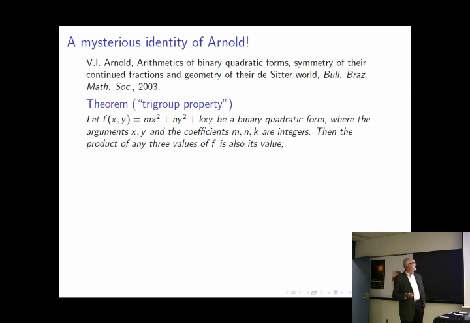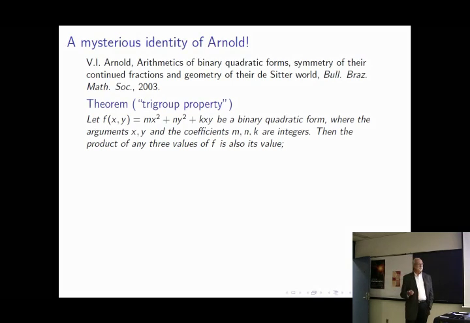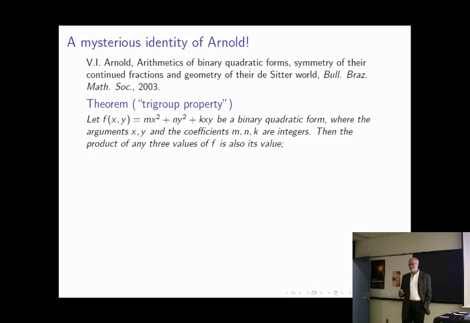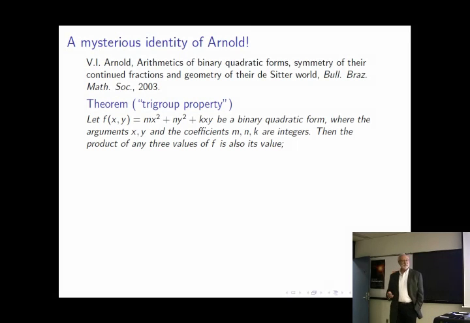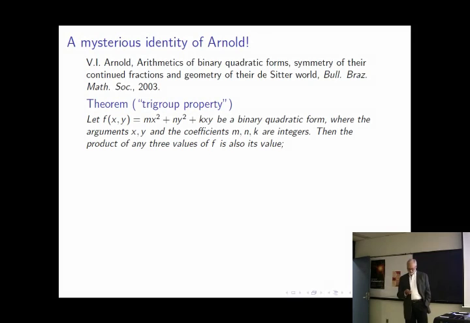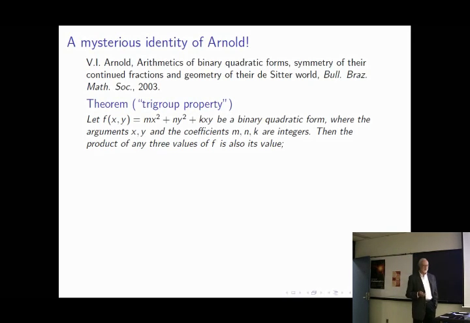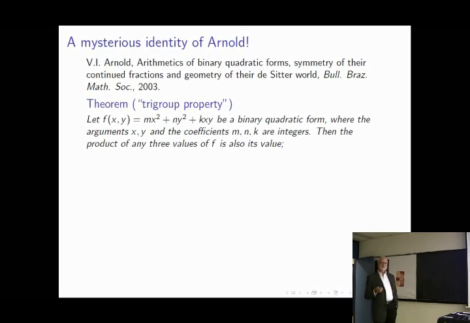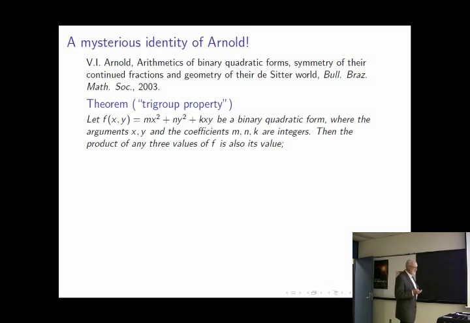So he takes a binary quadratic form, and he claims that the product of any 3 values taken on by that form is another value taken on by that form. A very simple statement about a very classical object. And these have been the subject of studies literally for centuries, these binary quadratic forms. Very old and classical topic in number theory. This is something that I had never seen written down before. And it becomes more mysterious when you read the rest of the theorem.